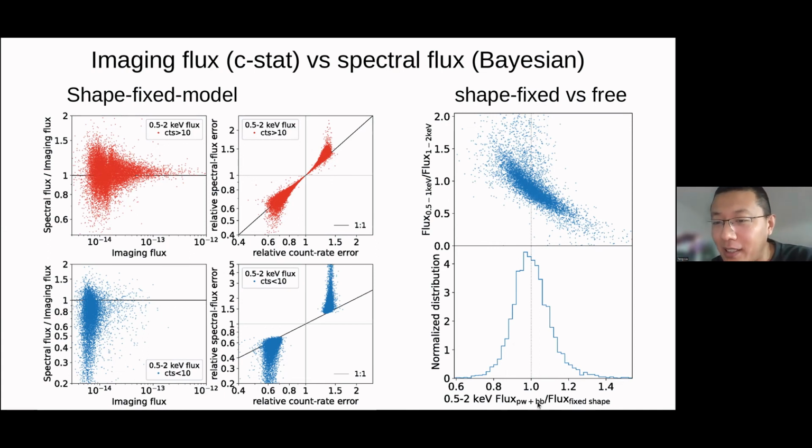And here this is a distribution of the fluxes measured using the free model and the shape-fixed model, so we can measure a scatter. This is a scatter that is underestimated in the flux measurement of actual catalogs.